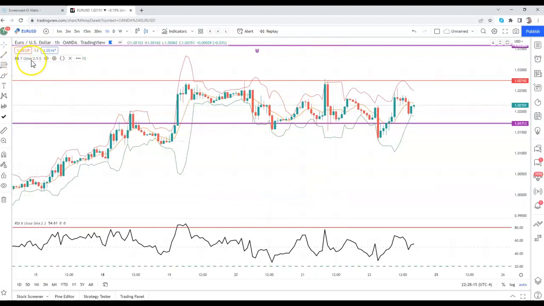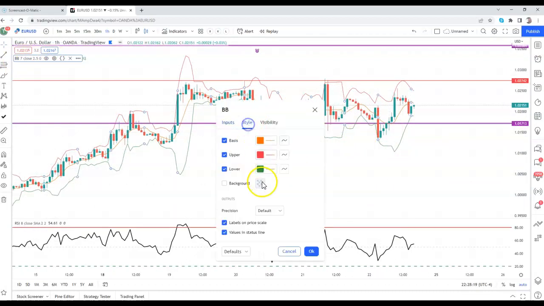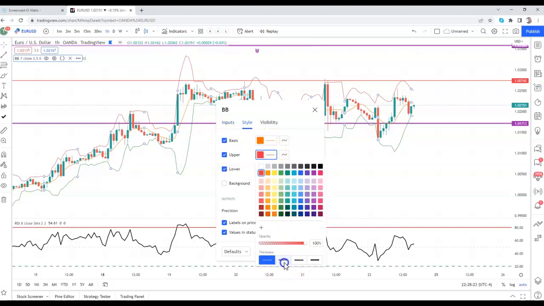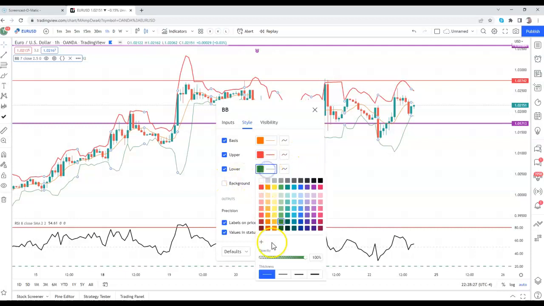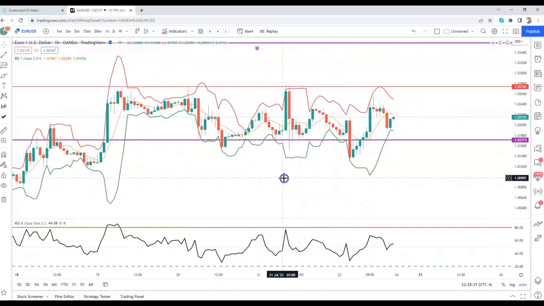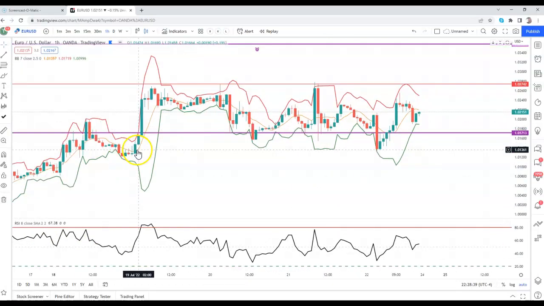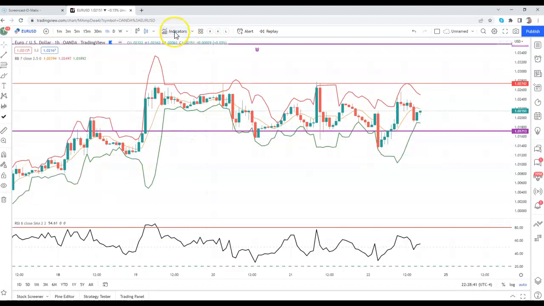If you want to change it up, make the upper and the lower bands bigger, go to Style, click on the upper, make it 2, 3. Go to the lower, make it 2, 3, 4, whatever you want. I'm doing 2. If you want to change the color, click Save as Default, and then click OK. Boom. Now we have the RSI, we have our Bollinger Band, and we want one more.